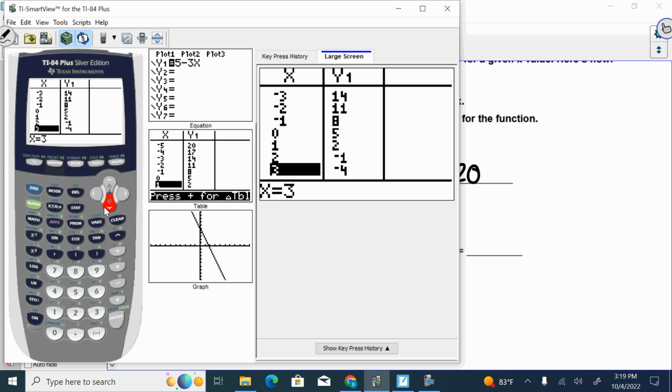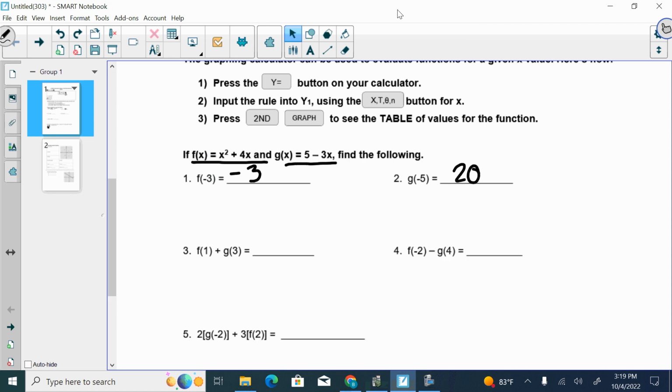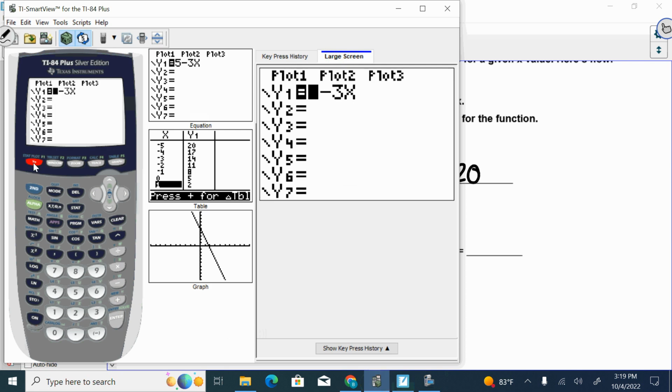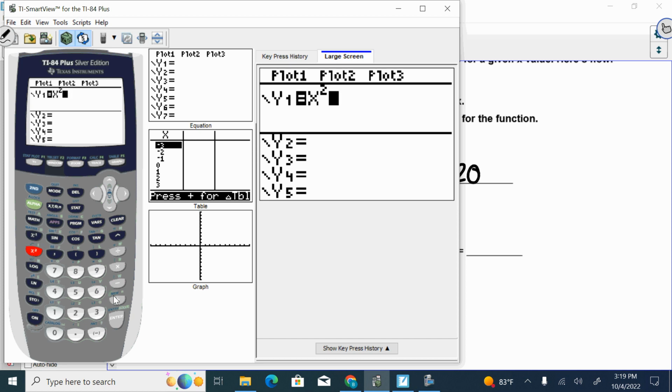Negative 4. Okay, so right here, below g, I'm going to write -4. All right, now I got to go and find f. So I'm going to go back to my y equals. Everybody should be in their y equals right now. Clear out what's currently in y1, and I'm going to type in what they said f of x was. What was f of x again? x squared plus 2. Very good. x squared plus 4x. Good.